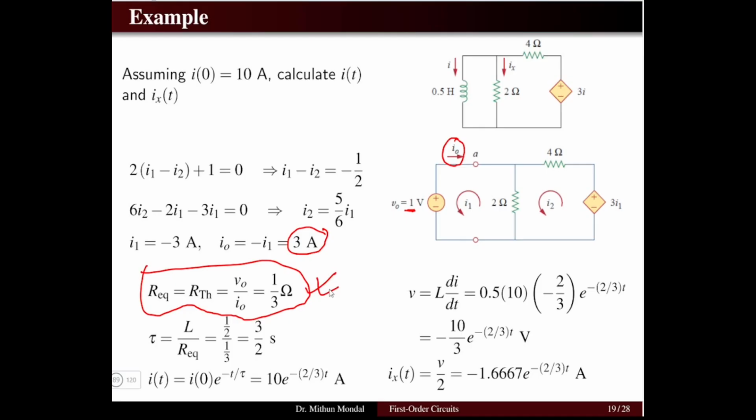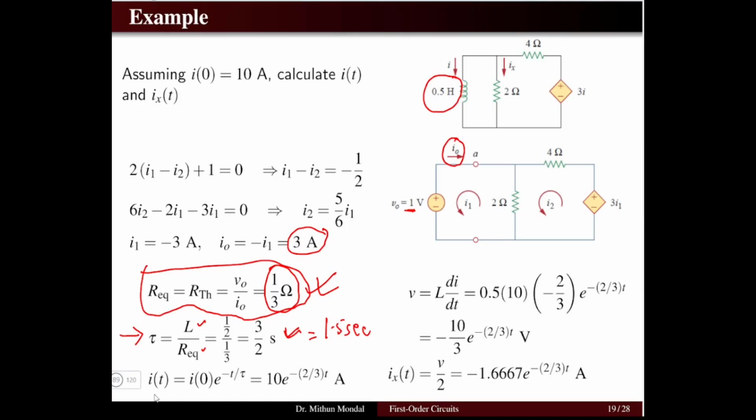If the R Thevenin is 1 by 3 ohms, I can calculate the time constant of the circuit. The time constant of the circuit is L by R equivalent. So the inductor value is 0.5 and the R equivalent is 1 by 3 ohms. It means the time constant is 3 by 2, or 1.5 second. We can write 1.5 second.